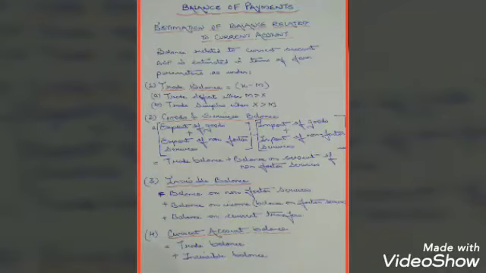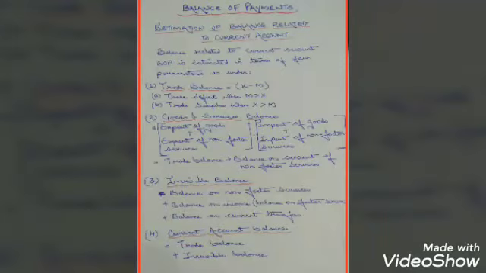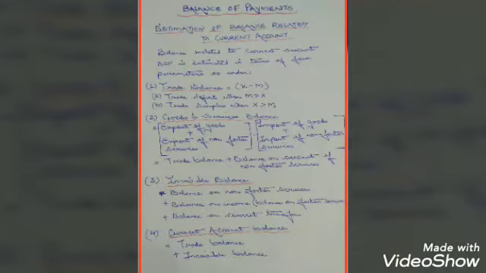So children, the current account BOP is estimated in 4 parameters and we will be discussing each parameter one by one. The first parameter is trade balance, which includes export, denoted by X, and import, denoted by M. Under trade balance, we have trade deficit. Trade deficit takes place when import is greater than export, and trade surplus takes place when export is greater than import.